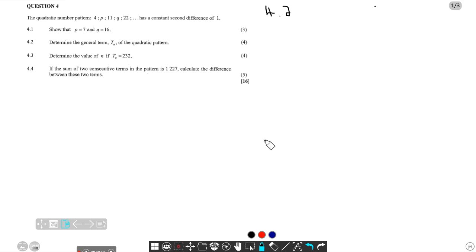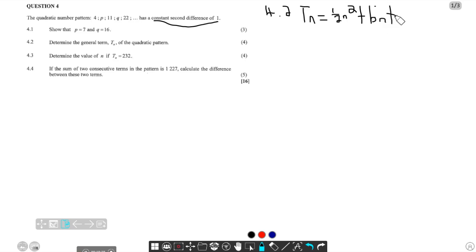We're looking for Tn, right? So we found the constant difference. Constant difference, it is what? It is 1. Now, what is half of 1? Half of 1 is equal to 0.5. Meaning the formula here will be 1 over 2 n squared, plus bn, plus c.